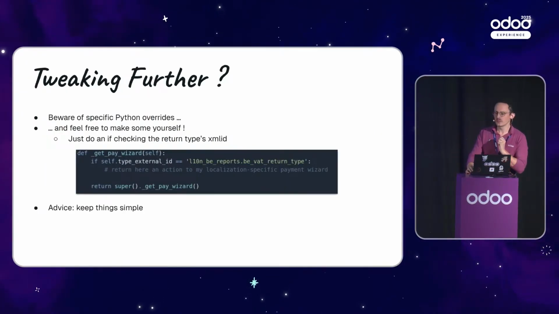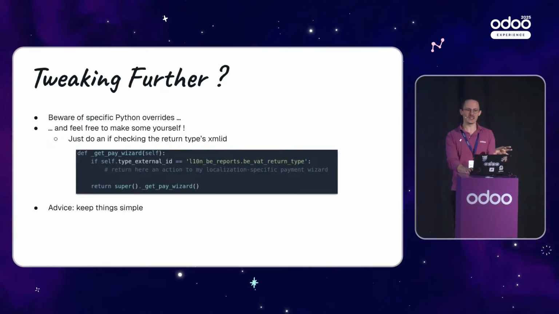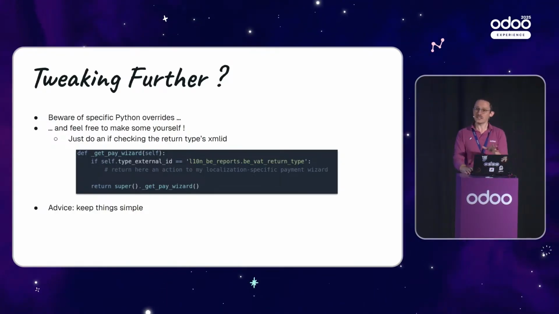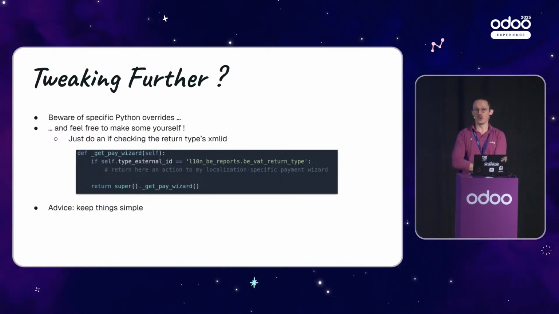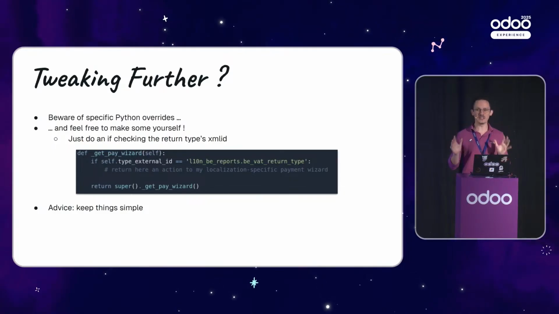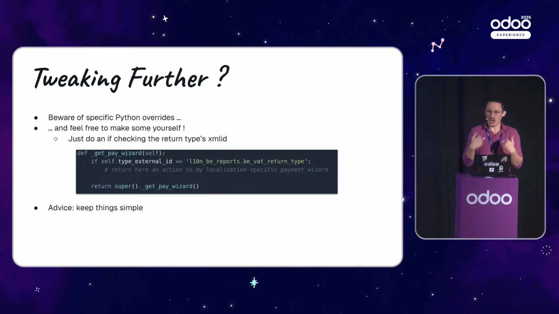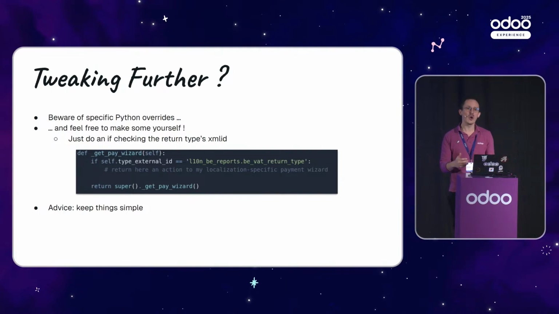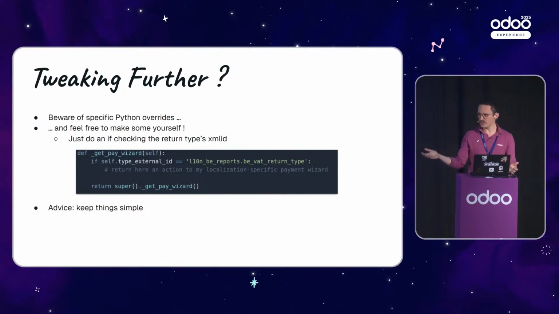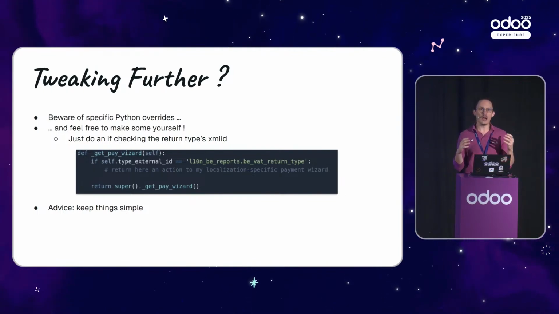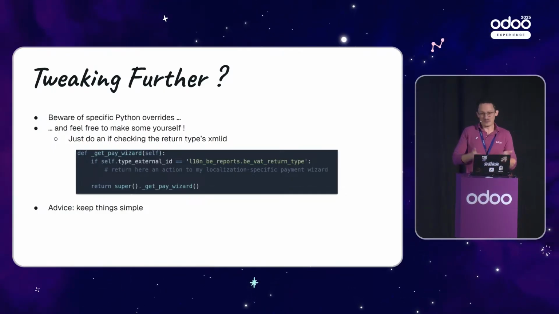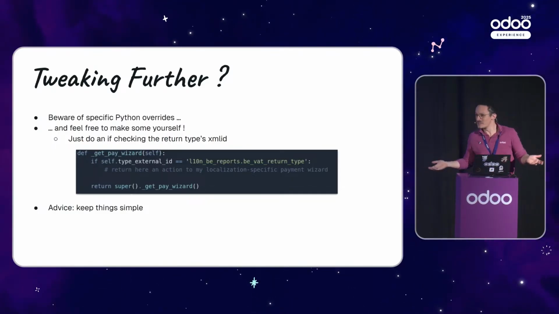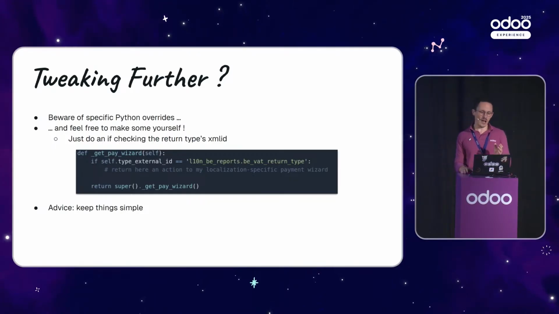Now, can you tweak further than everything that I explained? Yes, you can. However, beware of Python overrides. I told you the framework is made to be simple. So that means even ourselves in the standard code, as I explained with the EC sales list, we sometimes have to do Python overrides to just bypass the normal flow because of legal reasons. You have to support that.